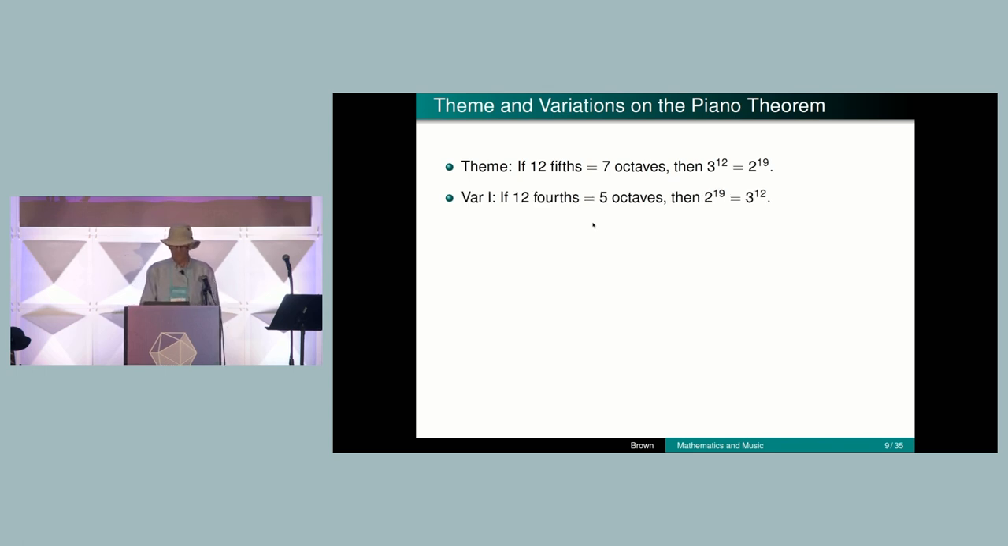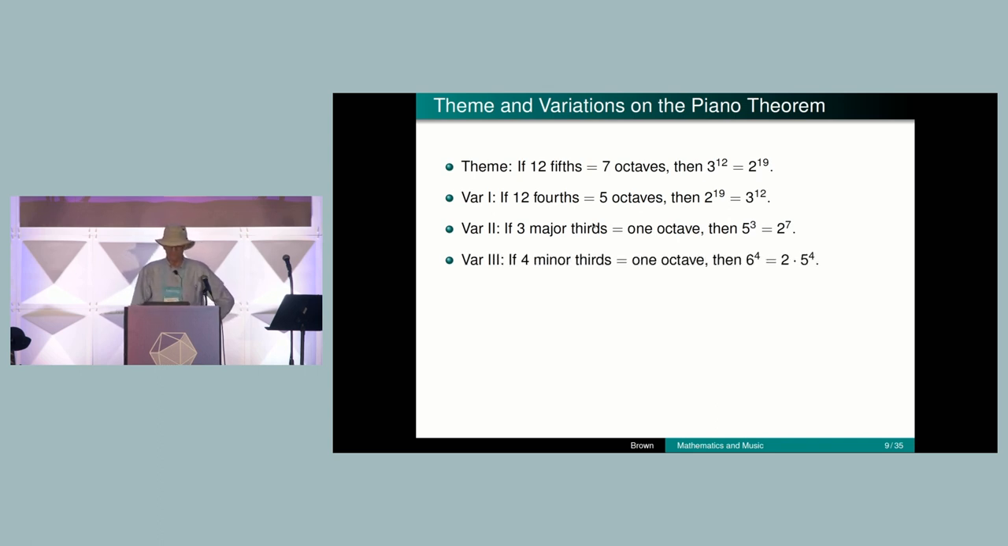Now, there are a few variations here. If you take 12 fourths consecutively, that will give you 5 octaves, and then you have 2 to the 19th equals 3 to the 12th. Major thirds, same thing. 3 major thirds is 1 octave, so 125 is the same as 128. And the same thing with minor thirds.